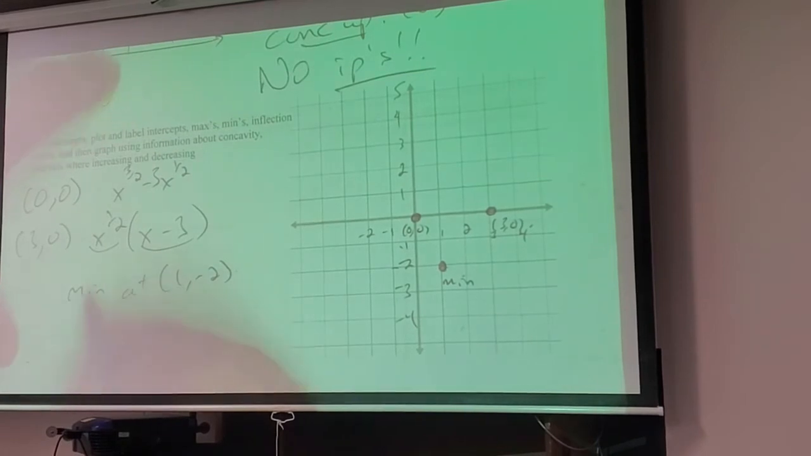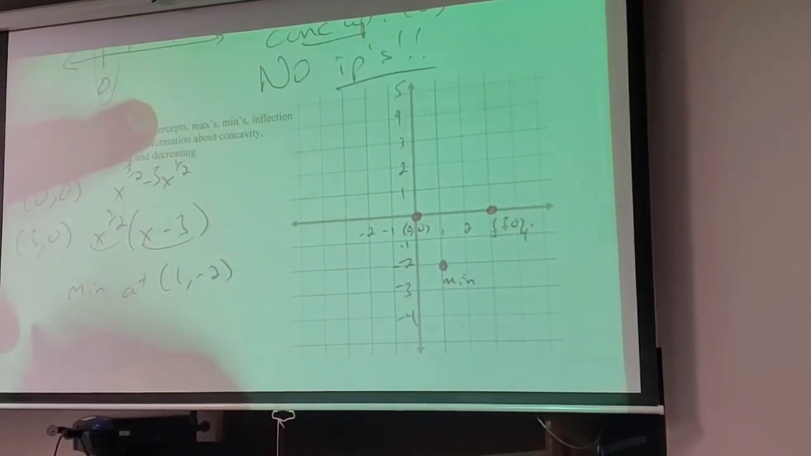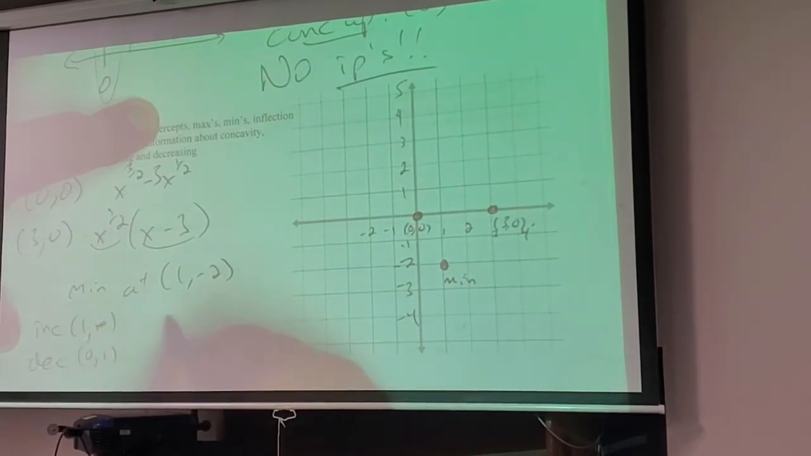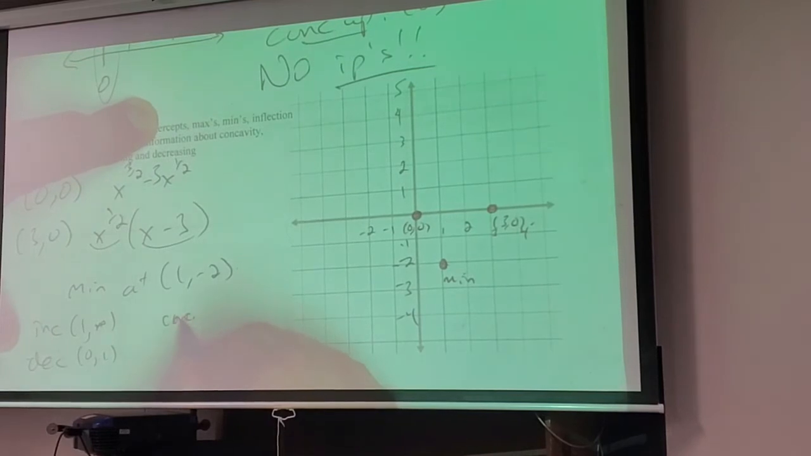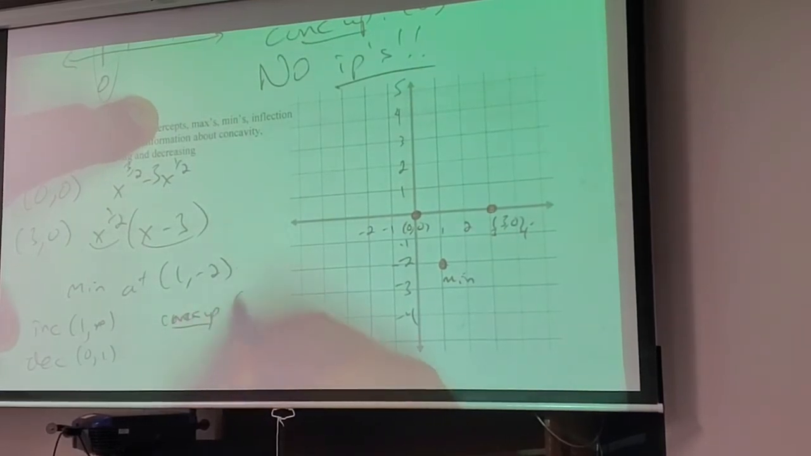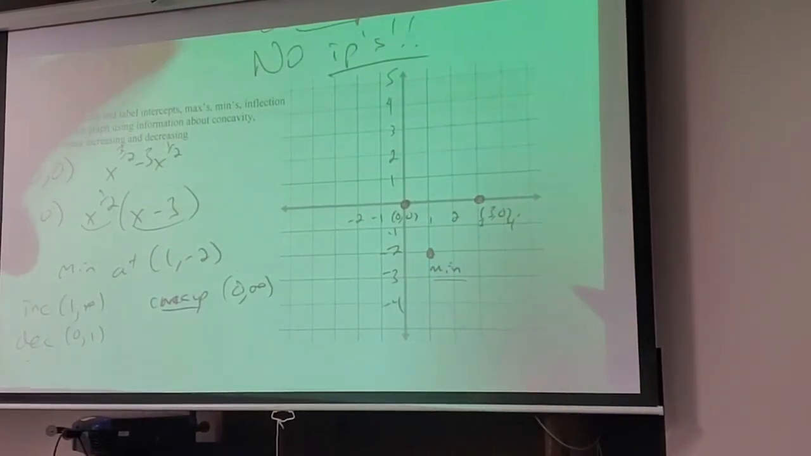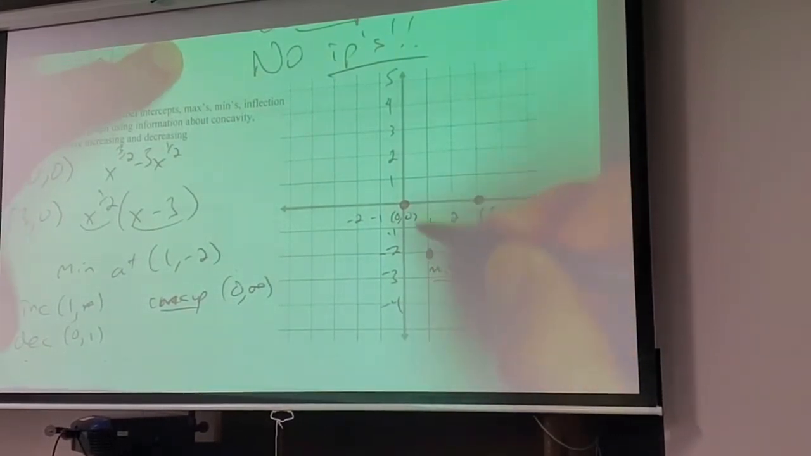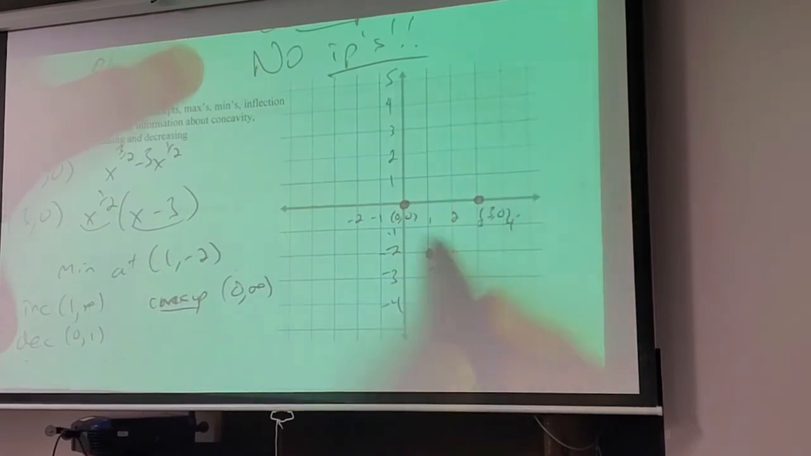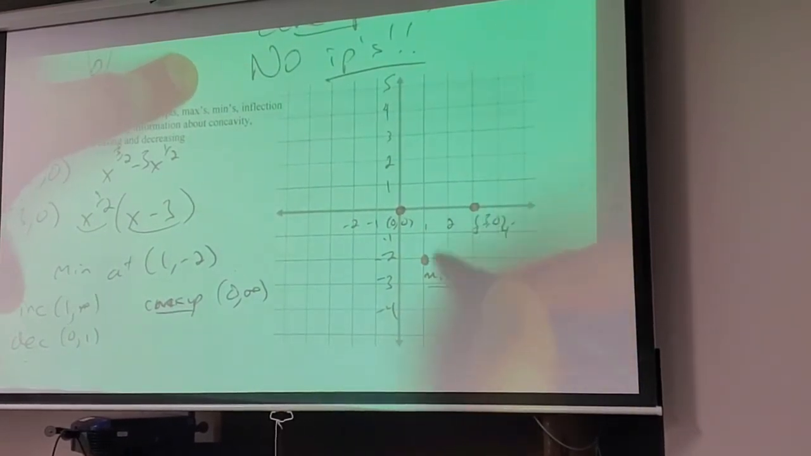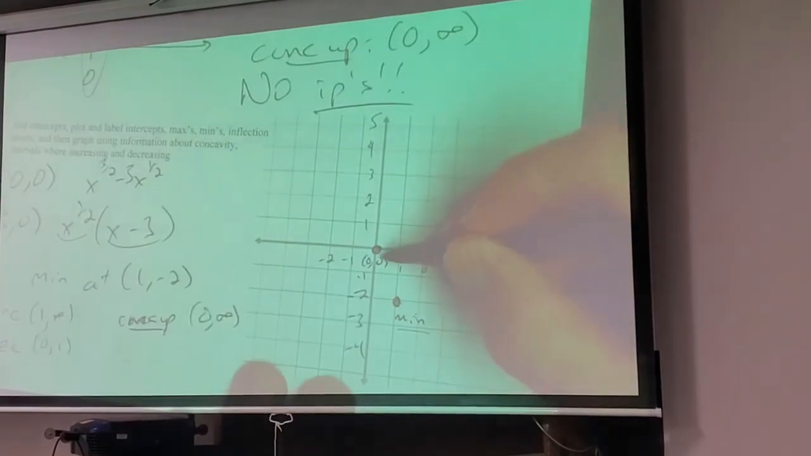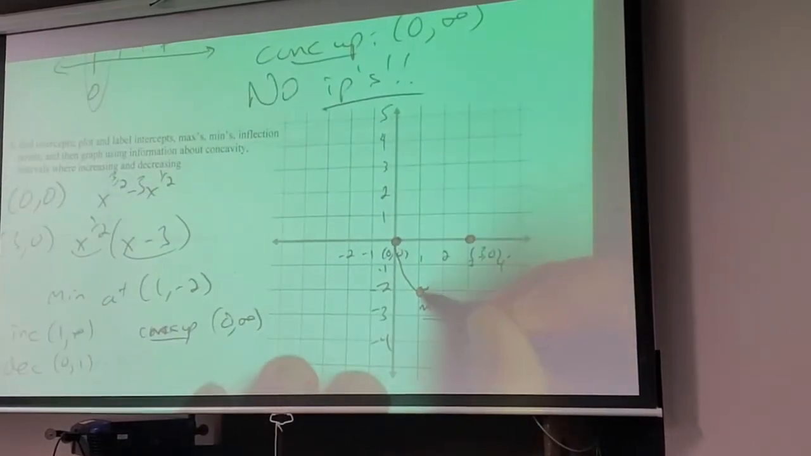All right, and let me put some stuff down here. Increasing 1 to infinity, decreasing 0 to 1, concave up 0 to infinity. If you label this as a min, it will help you as you connect this. So it's got to be concave up forever, decreasing 0 to 1. That makes sense. And then increasing forever after that, through that point. So it's got to be concave up all the way through. Bam. Woohoo!